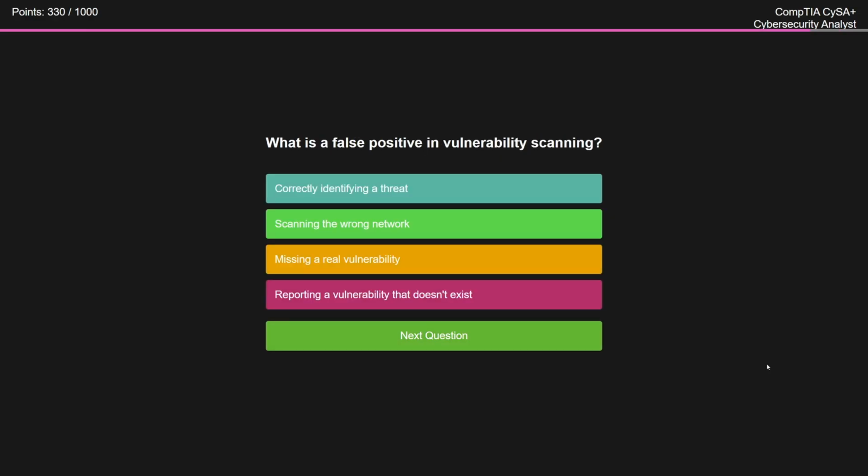What is a false positive in vulnerability scanning? Correctly identifying a threat, scanning the wrong network, missing a real vulnerability, or reporting a vulnerability that doesn't exist.